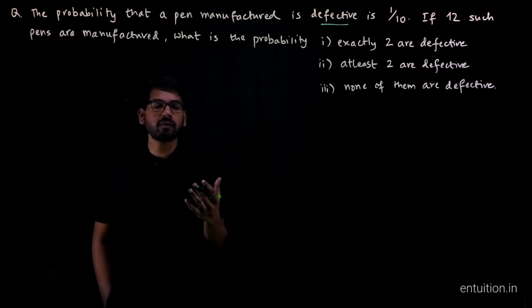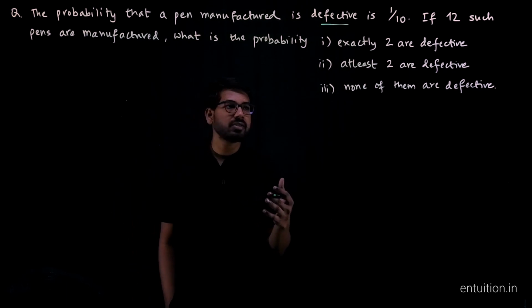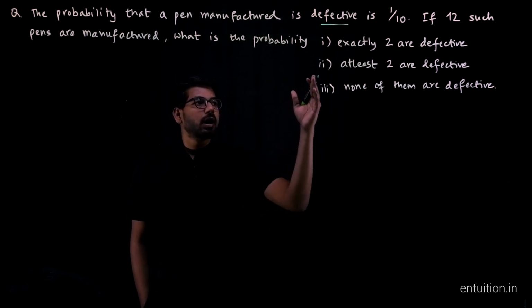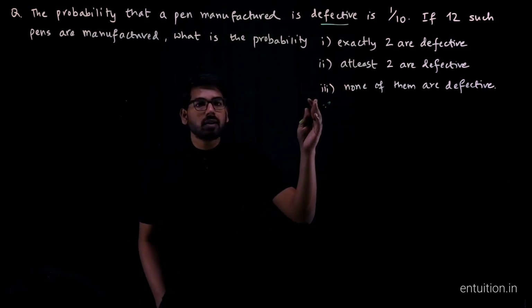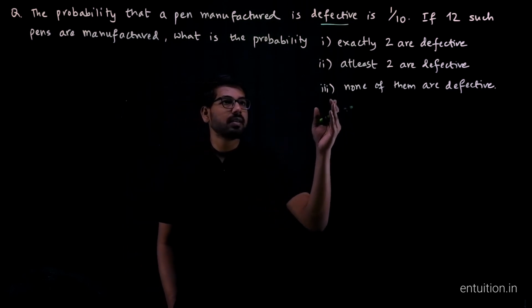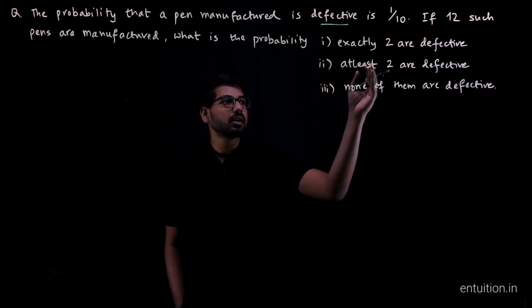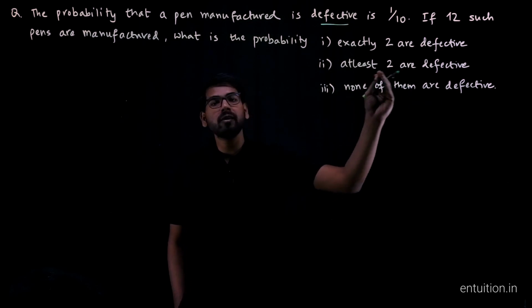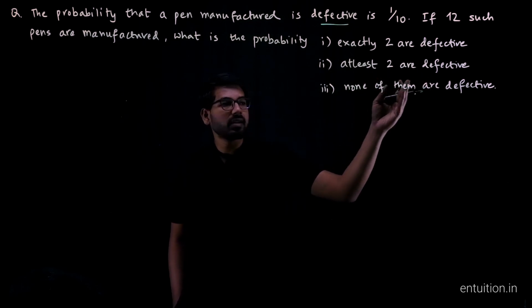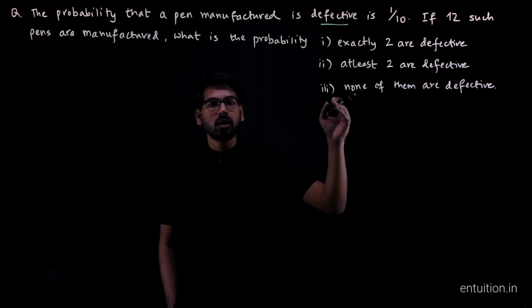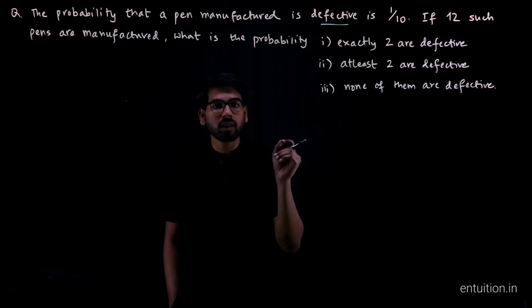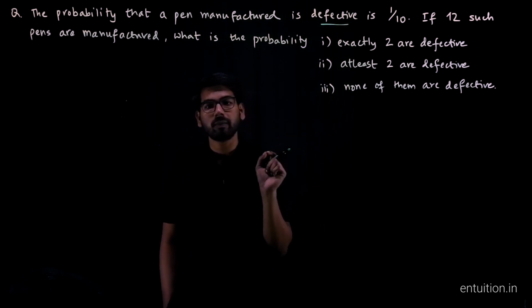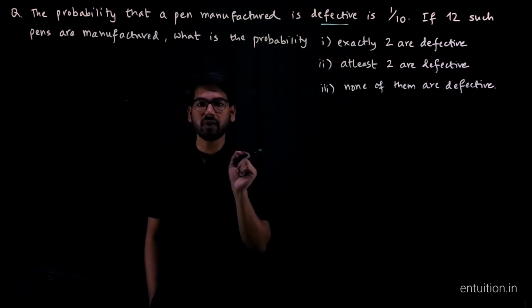So let's start our procedure. Our process is to look at the question and observe what is focused on. We need to find the probability that 2 pens are defective, at least 2 pens are defective, none of them are defective. So we are focused on the number of pens that are defective, or the number of defective pens.